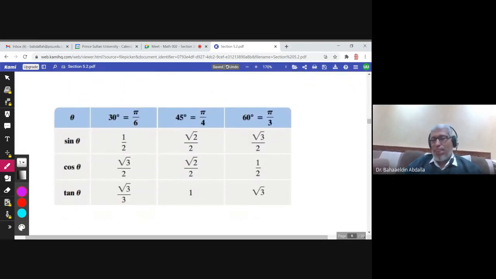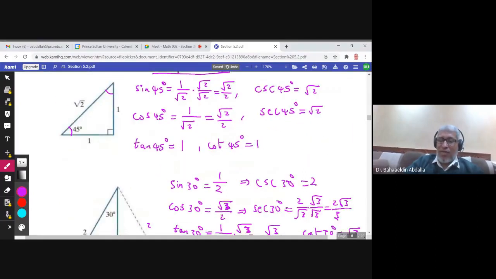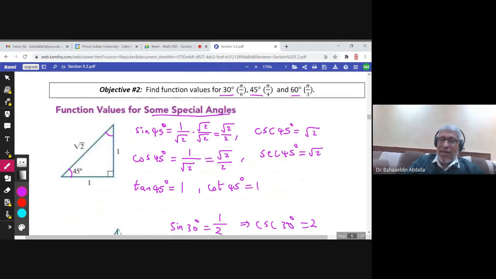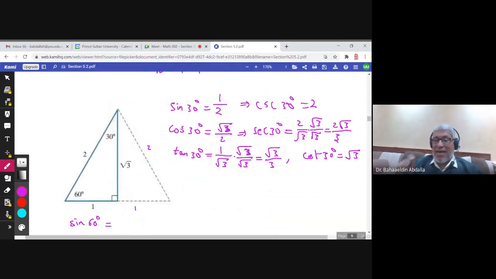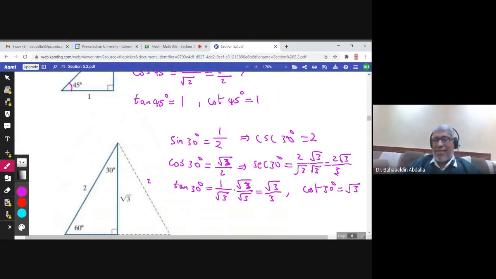If you memorize these two triangles, you will be able to find the 6 trigonometric functions of these special angles without using a calculator. And these are the exact values. We need the exact values. We don't accept approximations here. Okay, you have to say square root of 3.